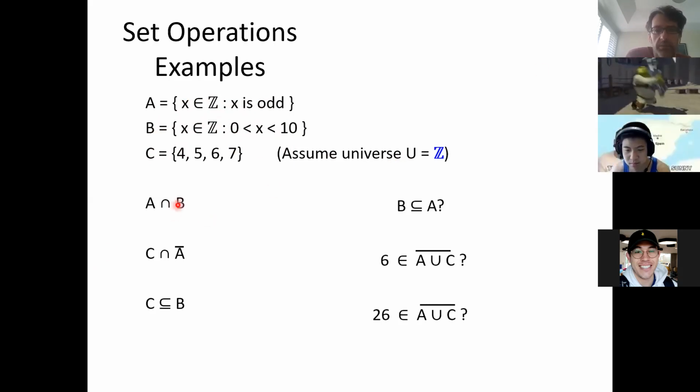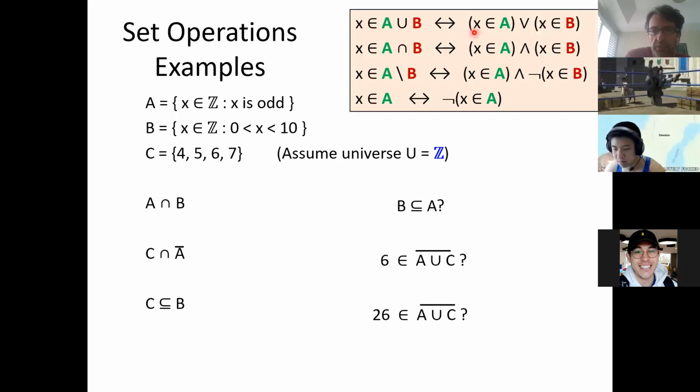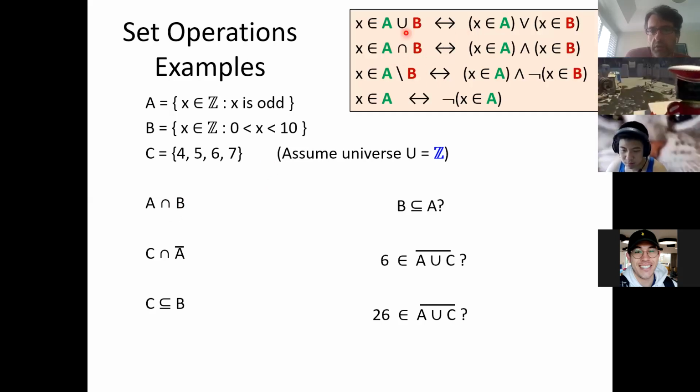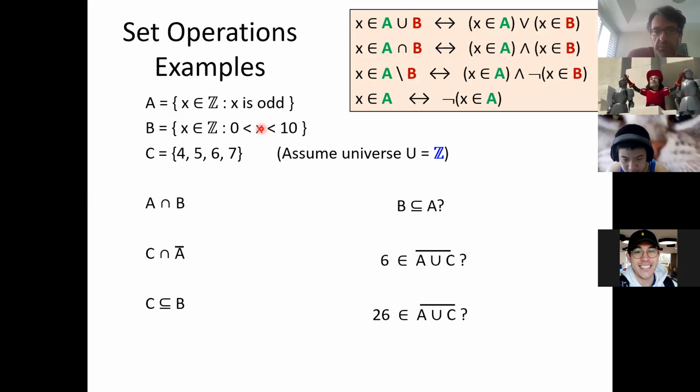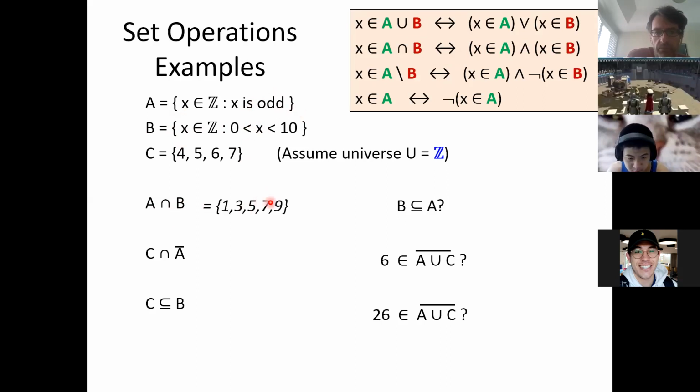Okay, let's see. And let this be our cheat sheet, right? These are the definitions of what these things are. So let's see, what is the intersection of A and B? It's a set of all elements which satisfies this conjunction. It's an element that is both in A and in B. Okay, who is in A? Odd integers. Who is in B? Integers from 1 to 9. So who can possibly satisfy both of these? Well, integers between 1 and 9, which are also odd. So it's this, right?